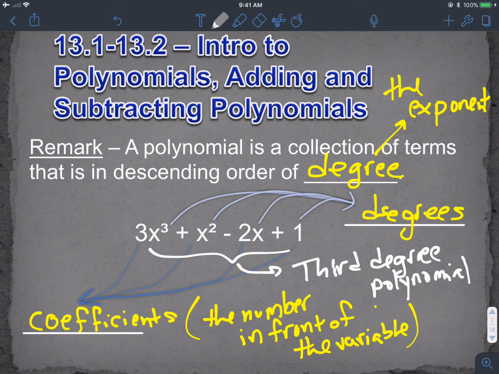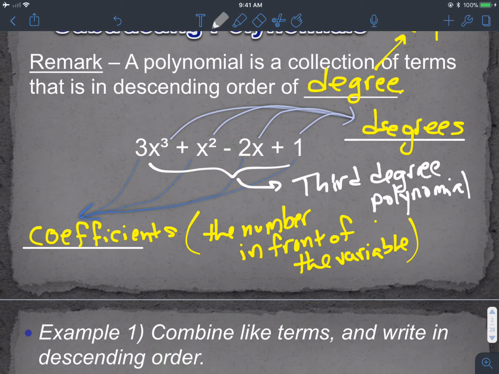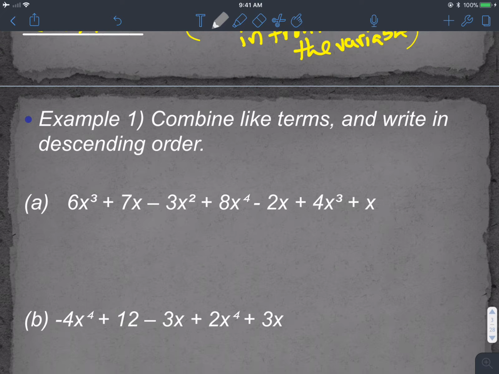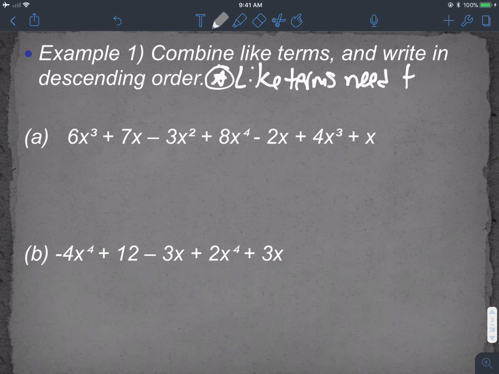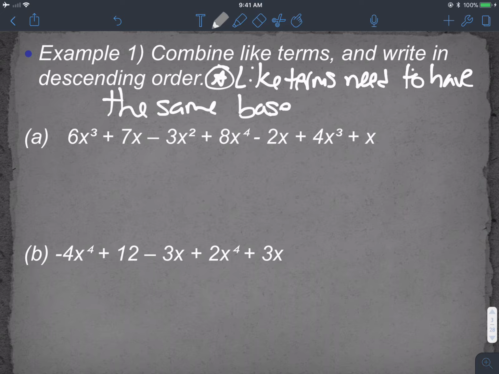The first thing we want to be able to do is combine like terms. Like terms need to have the same base, which is the variable, and exponent.